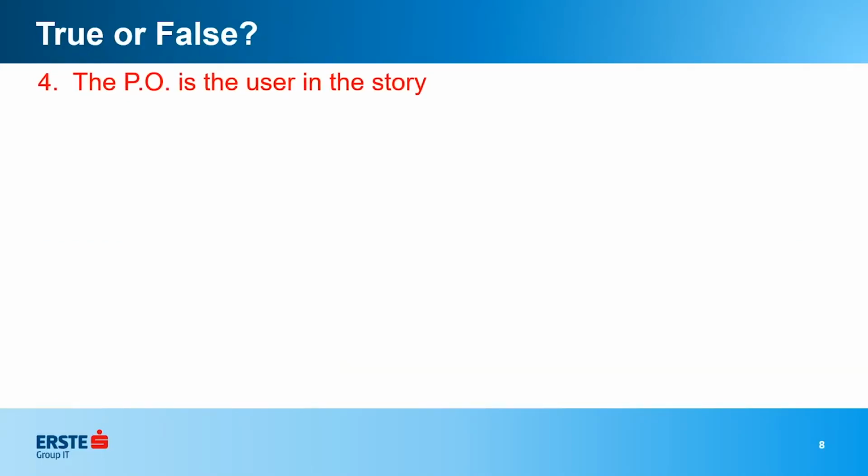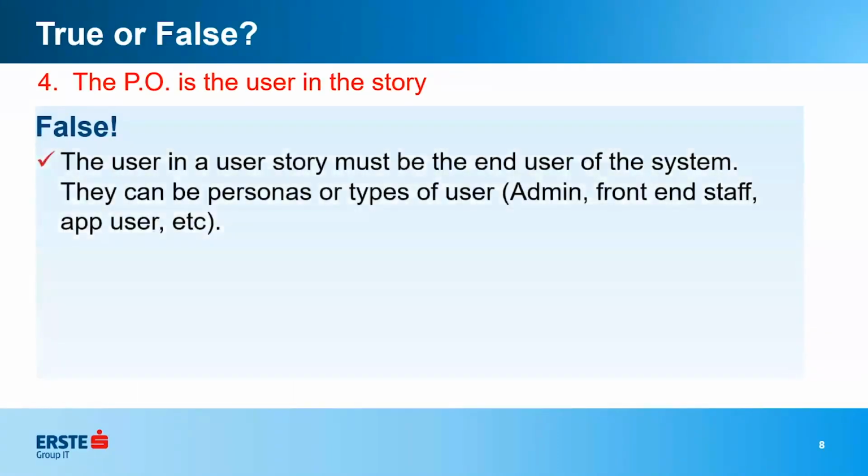Good. The product owner is the user in the story. Right. The user, remember, should be the end user. And that could be the persona or role or type of user. So it could be a George user, a mortgage customer, a car loan customer, an admin person, whatever. But always think of it as: who's benefiting from the work that I'm going to be doing, and why do they want it?